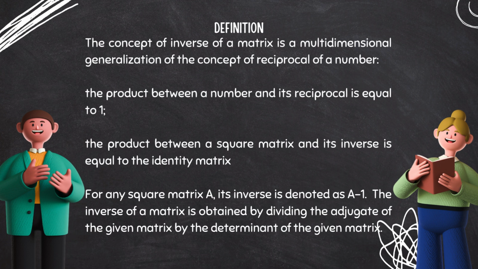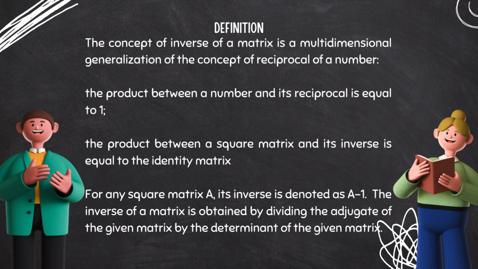What is the inverse of a matrix? The concept of the inverse of a matrix is a multidimensional generalization of the concept of the reciprocal of a number. The product between a number and its reciprocal is equal to 1. The product between a square matrix and its inverse is equal to the identity matrix. The inverse of a matrix is the matrix that, when multiplied with the original matrix, results in an identity matrix.